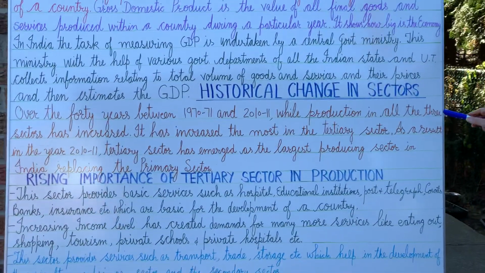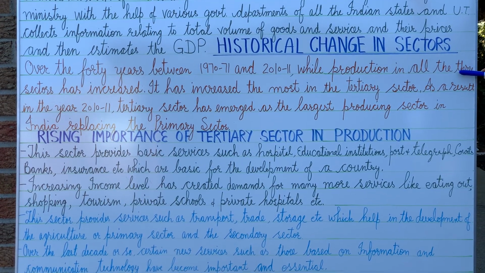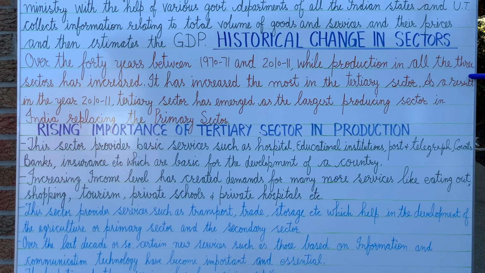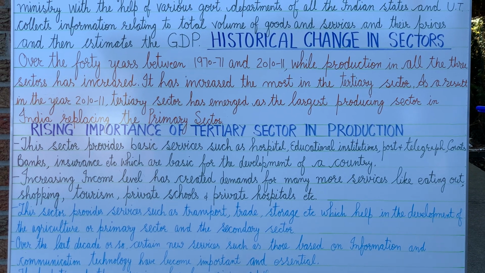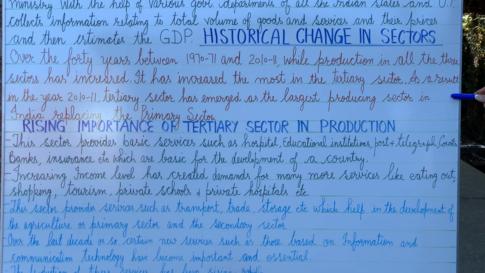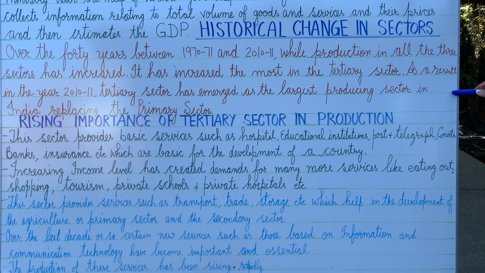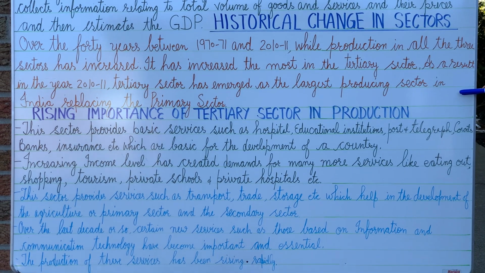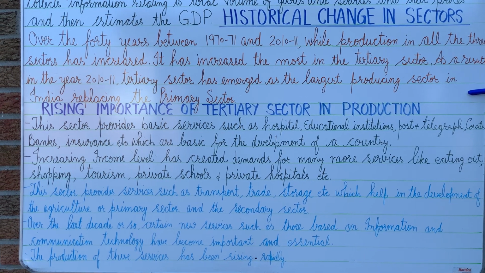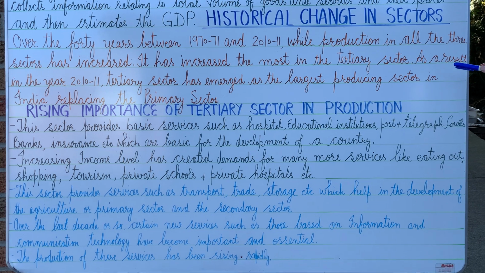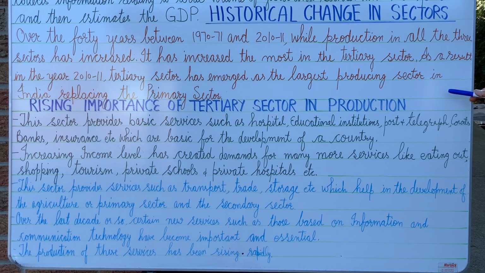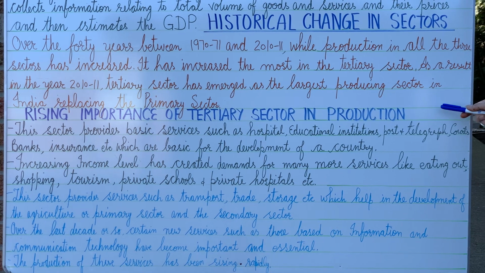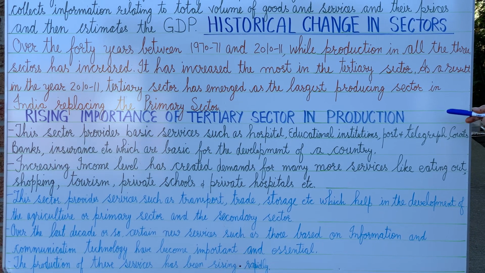If we study in the context of India, we see that in the last 40 years, between 1970-71 and 2010-11, the production in all three sectors has increased, and it has increased the most in the tertiary sector. As a result, in the year 2010-11, the tertiary sector has emerged as the largest producing sector in India, replacing the primary sector. So what gives it importance? What are the reasons for the rising importance of the tertiary sector in the Indian economy?